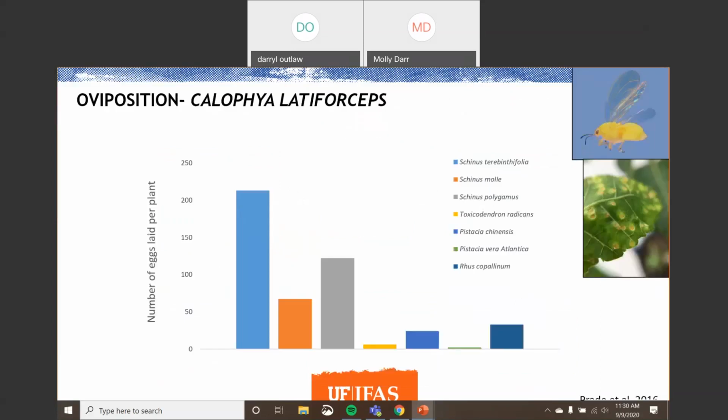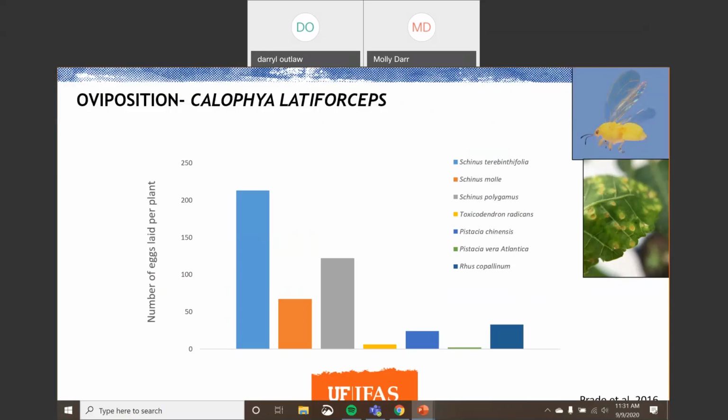In our host range studies on this plant, which were actually done by my graduate student, Patricia Prade, she found that when you're looking at oviposition, or egg laying, you do get oviposition on 7 different plant species. That tall bar, the light blue over on the left, is our target weed, Brazilian peppertree. Then you've got some congeners. Schinus molle and Schinus polygamus are next, the orange and the gray bar. And then you have much smaller numbers of eggs laid, but eggs have been laid on some more species.